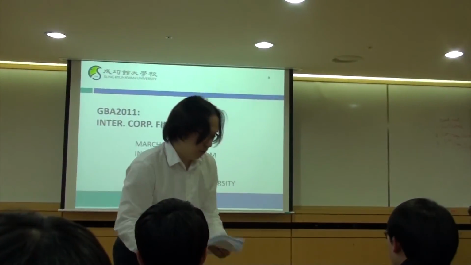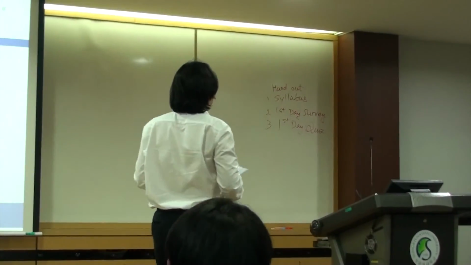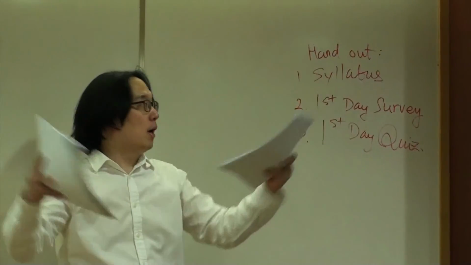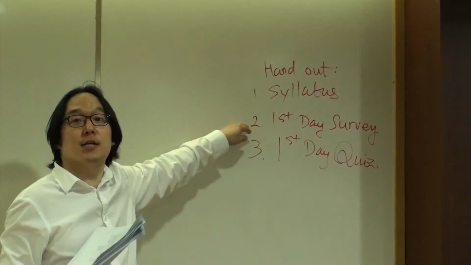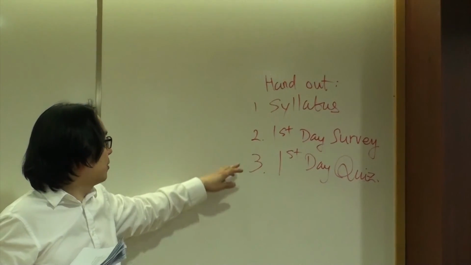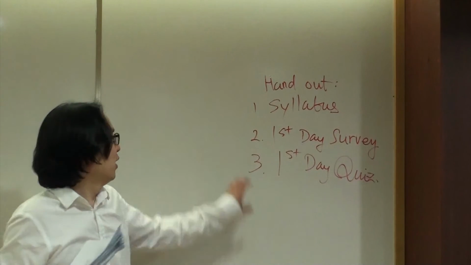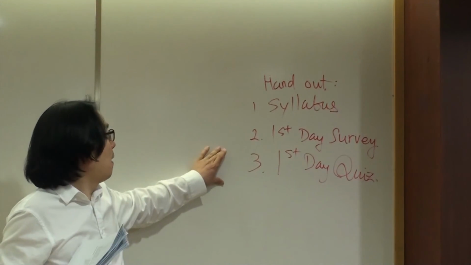Three handouts. The first handout is the syllabus. The second handout is the first day survey. And the third handout is the first day quiz. One page each, right?